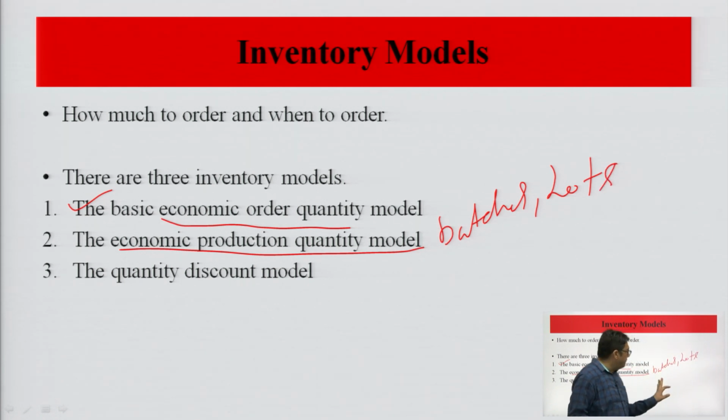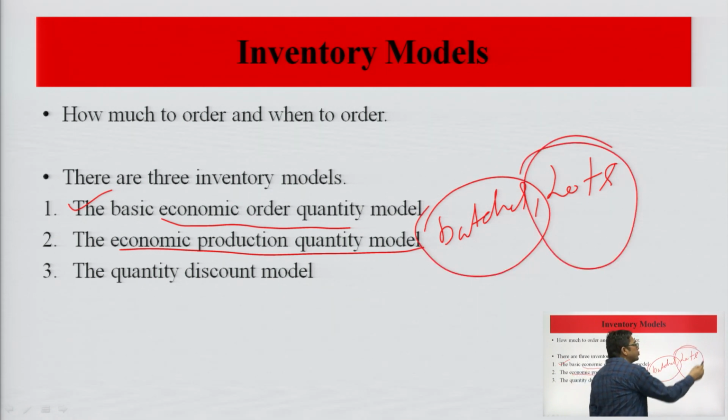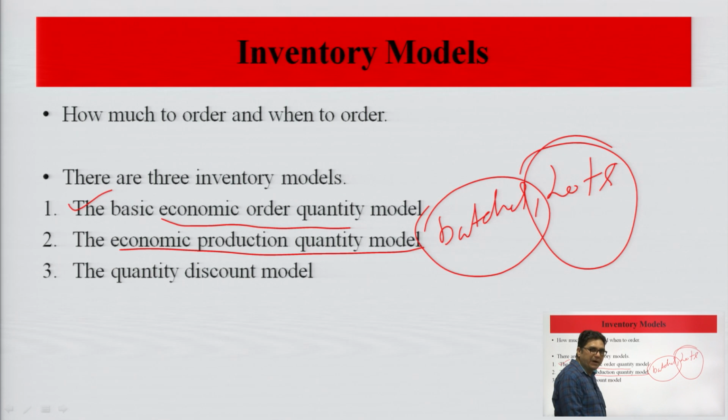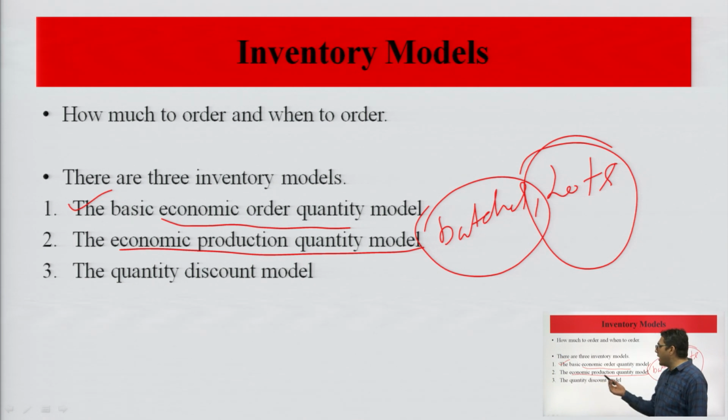Here the production quantity model will decide, if production has to happen in batches, what the quantity of a batch should be, how many units should be produced in a batch at a particular point of time, so that the goods contribute to the organization's profitability and do not negatively affect it.